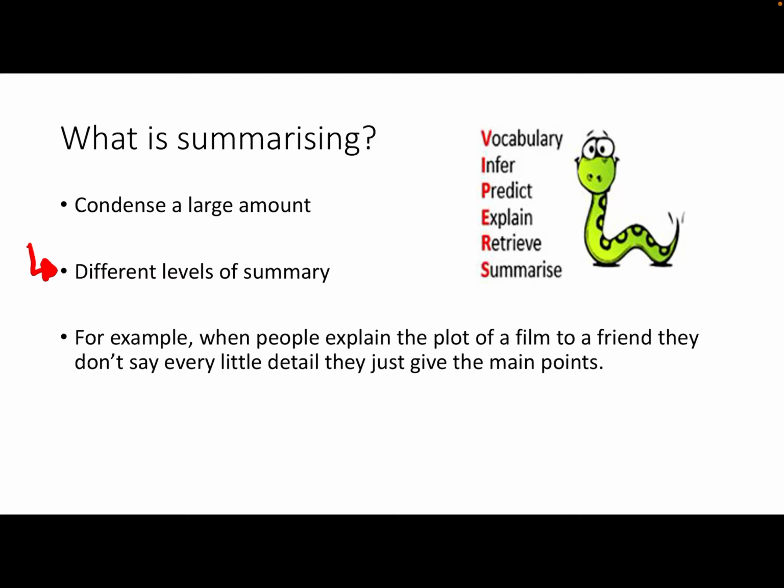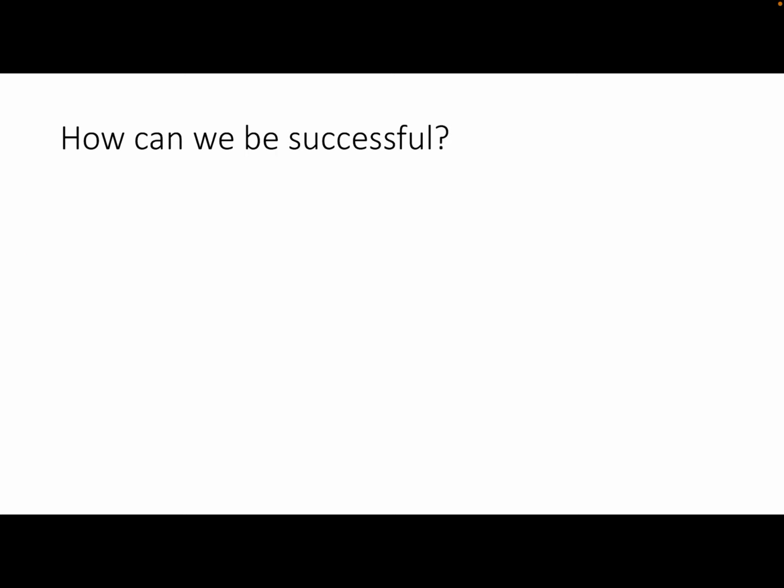There are different levels of summaries. So you might watch a film trailer, you might watch a summary of a book, you might read a bit of a television guide. They're all different levels. It might be one sentence, it might be a paragraph, it might be a page or so. There's lots of different levels of summary. So here's an example. When people explain the plot of a film to a friend, they try not to say every detail, they just give the main points.